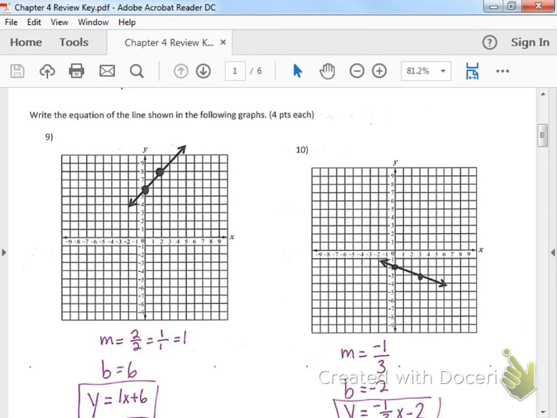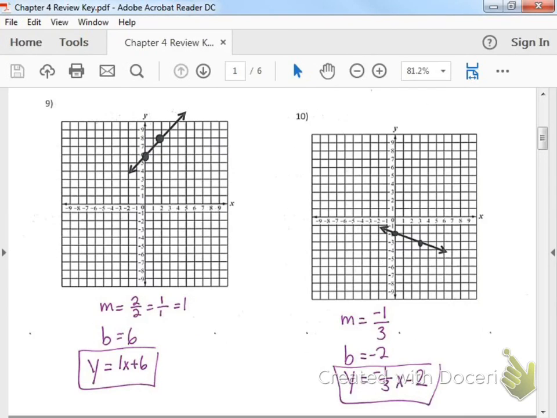We did 9 together in class yesterday, so that should not be an issue. But double check on number 10. Make sure your slope is negative and make sure the 1 is over the 3. You're going down 1, right 3. Any questions on 9 or 10?